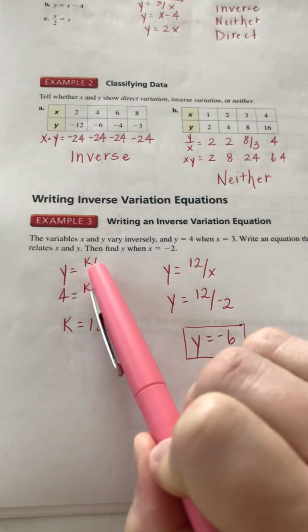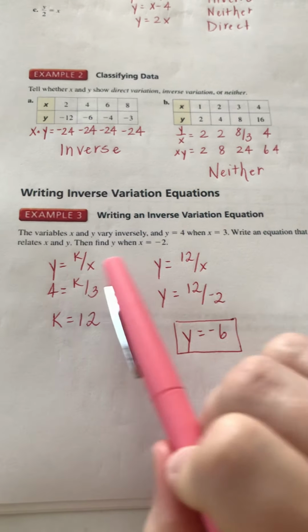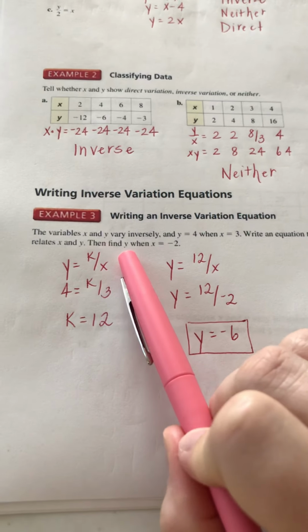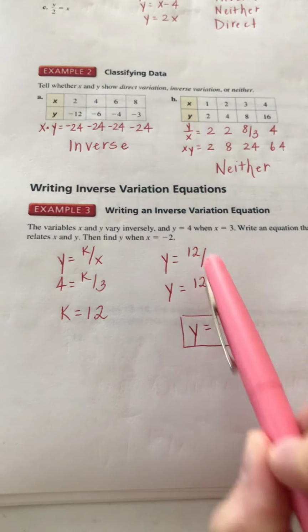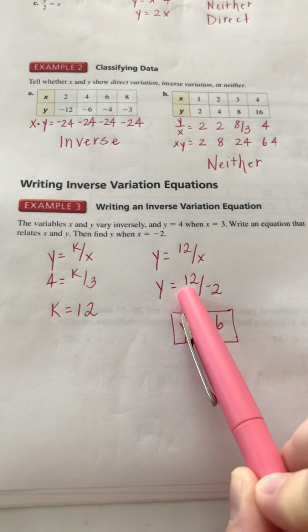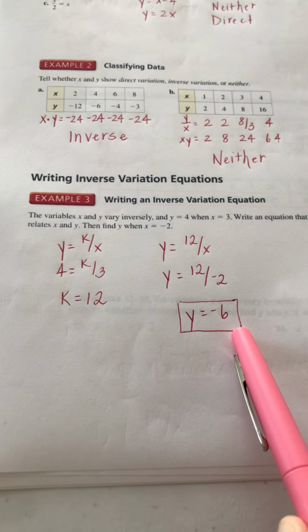So I'm going to replace k back where k is in the original equation. Then it says, find y when x is negative 2. So I just put negative 2 where x is, now that I know what k is, and y is negative 6.